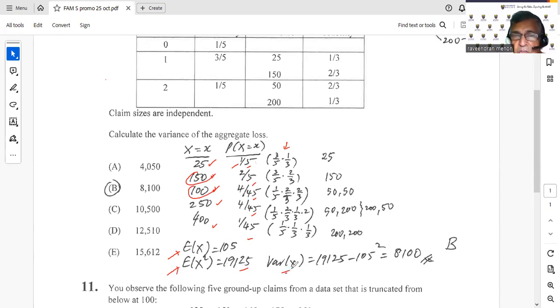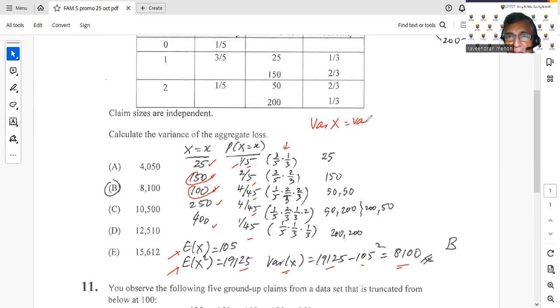You can get the variance: take the second moment minus the first moment squared. You'll get your answer, 8100, answer B. You can also work it differently. This problem, you can try it. I have done it, but I am not going to post it because the notation is my own notation. I can write the idea for you.